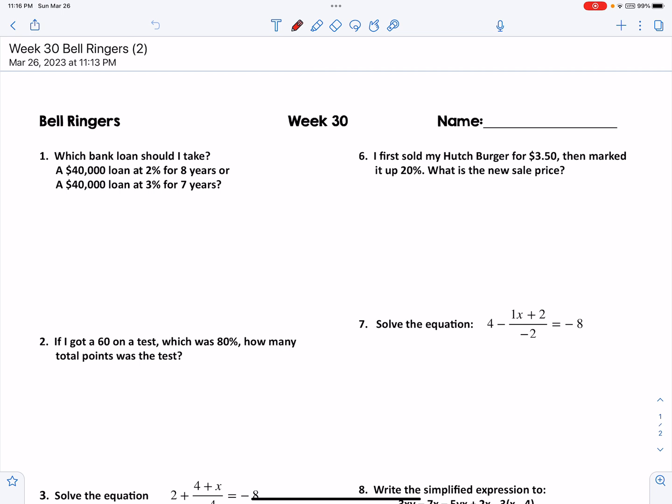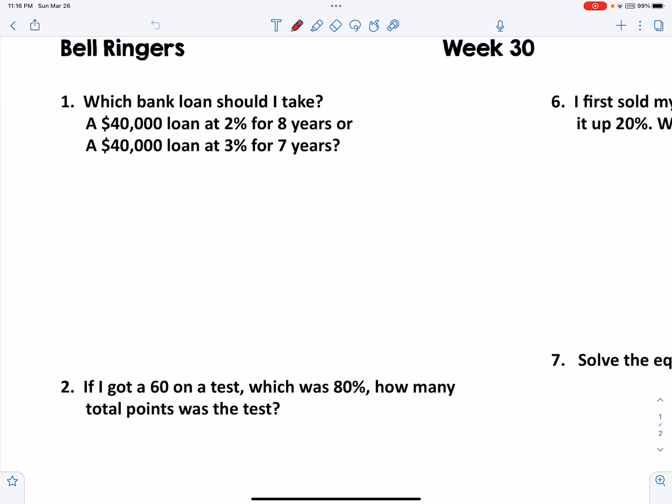So here we are with your week 30 bell ringers. You can go ahead and pause and try out number 1 and 2 on your own, or follow along with me if you need that kind of support. All right, so here we go. Number 1, which bank loan should I take?